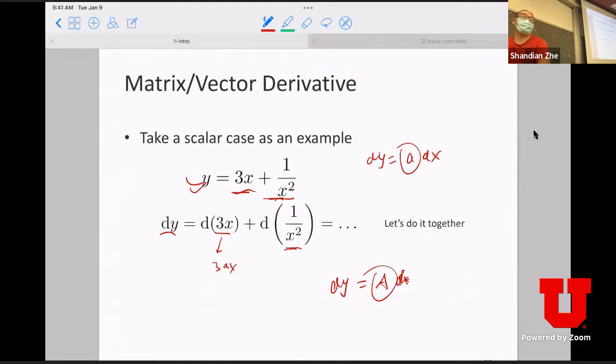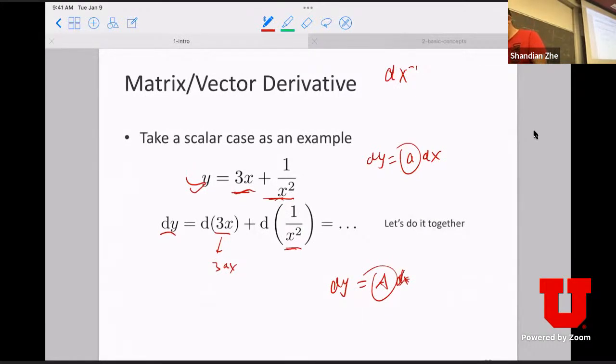But the major issue is that maybe some of you know this, but some of you might not have heard of it. What is the basic rule? Suppose one term in your function is dx inverse, right? How do you compute the derivative of the inverse of a matrix?